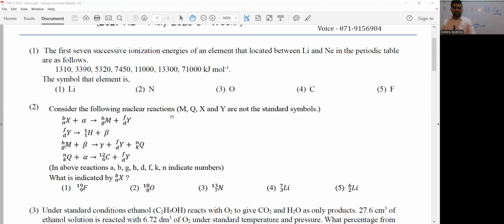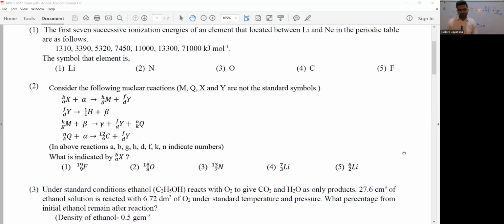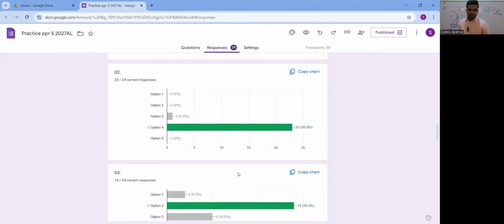This is actually something I obtained from a term test paper of a Colombo school. It is a really good MCQ. Actually, this is the best MCQ I have seen from this topic. I'm curious to see how many of you got the proper answer. For the second MCQ, out of the 24 students who answered, 23 of you got the correct answer. That's very good.